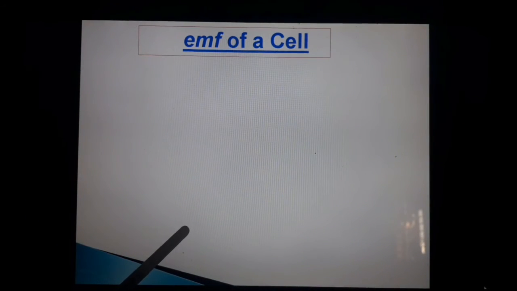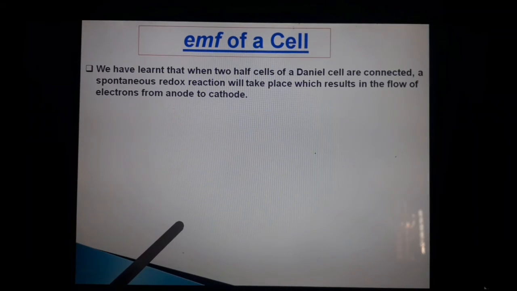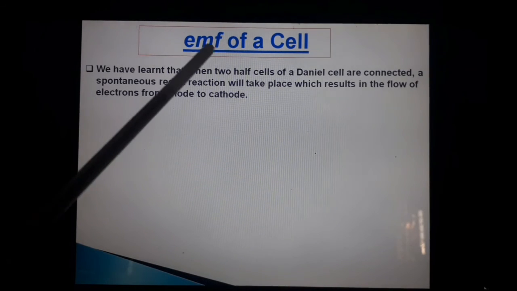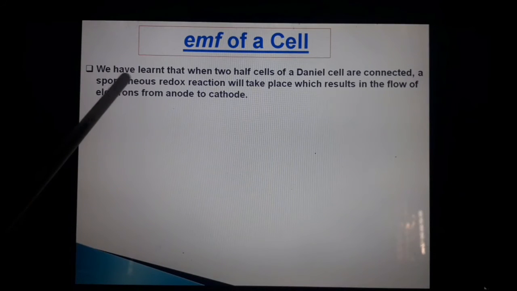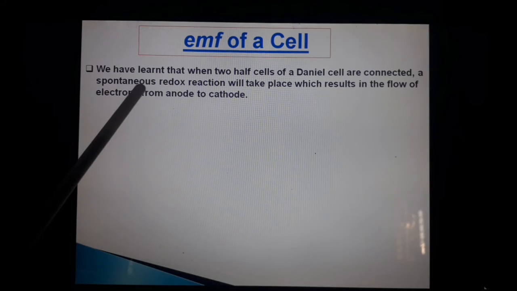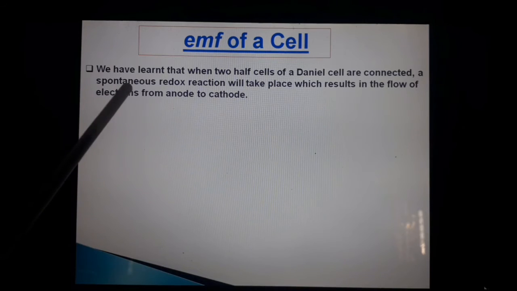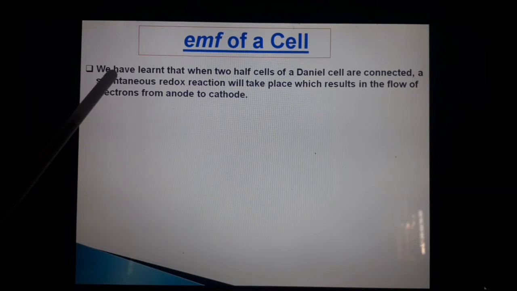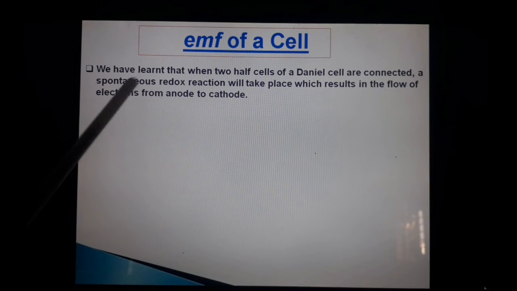Next, EMF of a cell. EMF means electromotive force. What is electromotive force? When two half cells of the Daniell cell are connected, a spontaneous redox reaction takes place, which results in the flow of electrons from anode to cathode. You know that, already explained to you. Thus, in the galvanic cell, from one half cell the electrons move through the external circuit, and the other half cell accepts those electrons. This is the movement from anode to cathode.